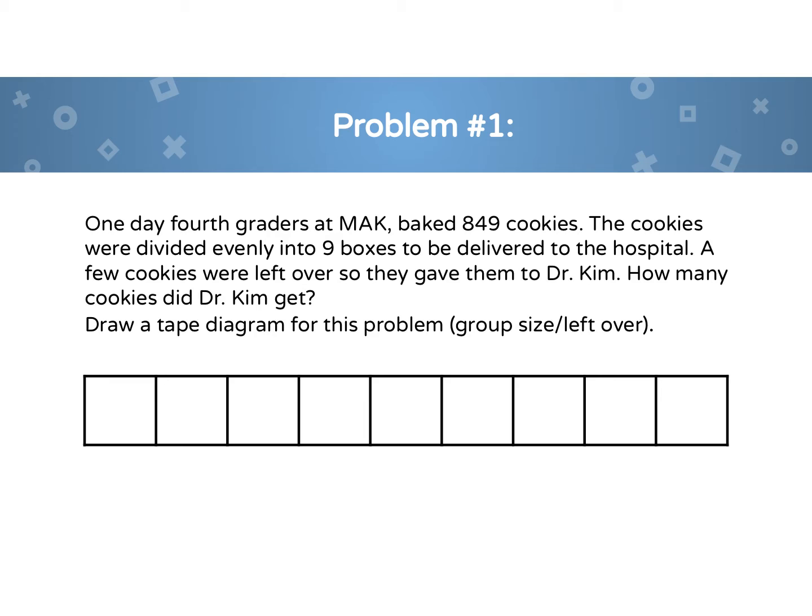In this problem 1, it says one day 4th graders at MAK baked 849 cookies. The cookies were divided evenly into 9 boxes to be delivered to the hospital. A few cookies were left over, so they gave them to Dr. Kim. So how many cookies did Dr. Kim get? We want to see how many were left over. So we know the number of groups. We know that there were 9 boxes. So we're trying to find how many were in each box, the group size, and then what was left over.